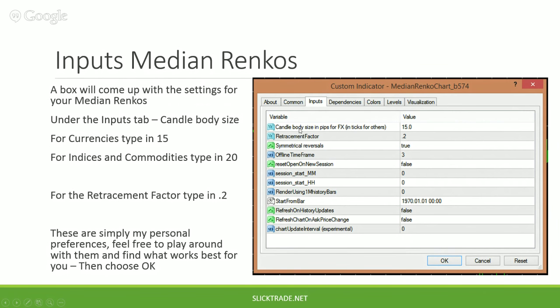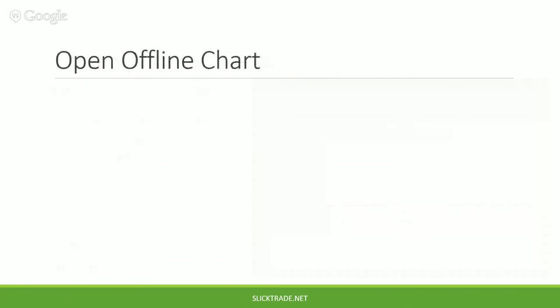And the retracement factor I set to 2. Again, personal preference, so find what works best for you. And you know, do a little research, back testing, things like that. Demo your account and see what works best. And then you choose OK.